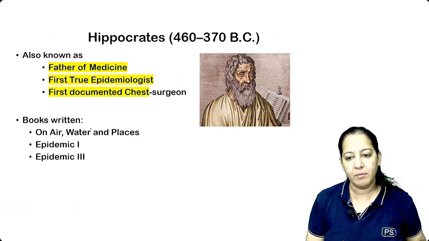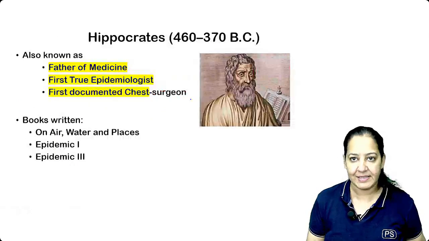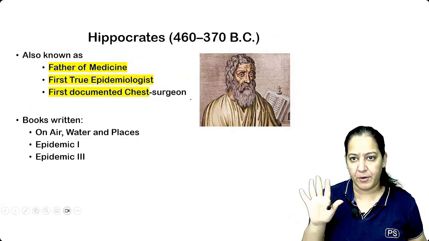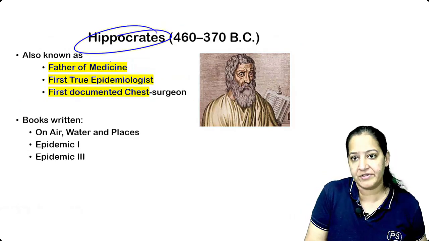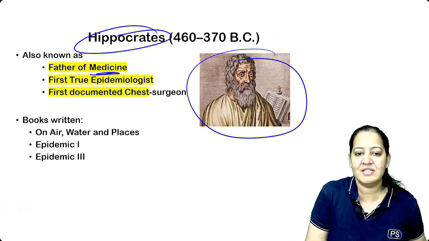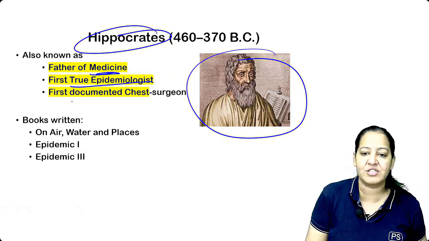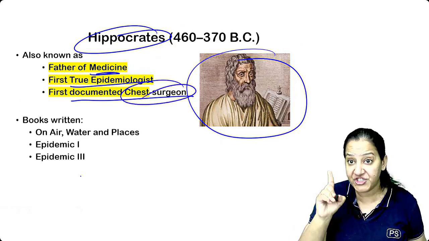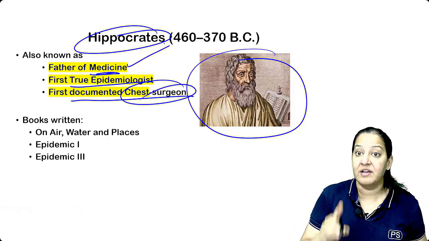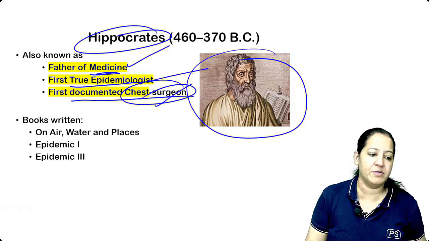One more thing. We will see a few important scientists in the history. So we will see 5 important scientists. The first one is Hippocrates. He is the father of medicine. He is the first true epidemiologist, and he is the first chest surgeon. First chest surgeon and a true epidemiologist.